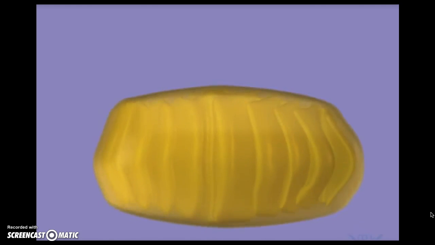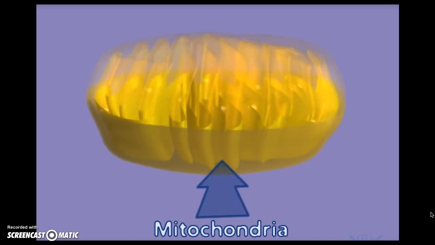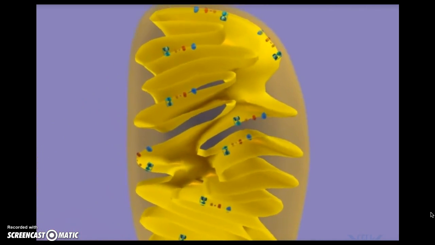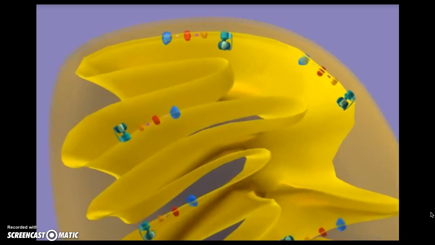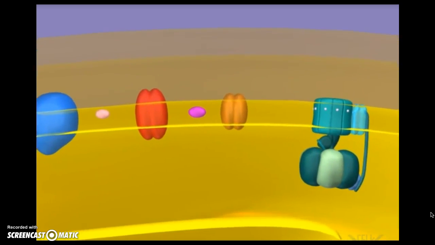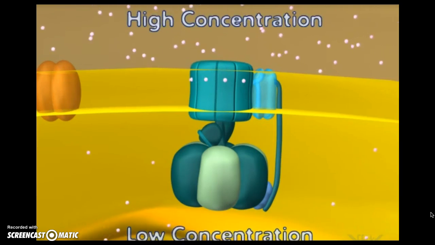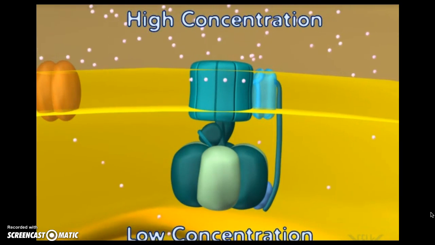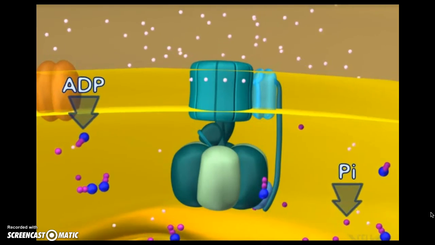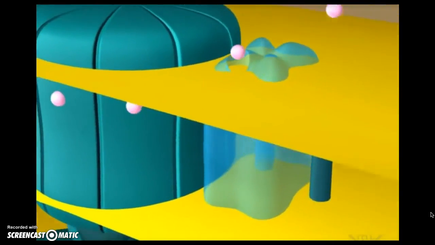Gradients and the potential energy they create are key aspects of the biological world. A good example of the use of a gradient occurs in the mitochondria when ATP is synthesized. ATP is synthesized by ATP synthase, a large complex of membrane-bound protein. Here we see ATP synthase, along with other membrane-bound proteins. Notice the large difference in the number of hydrogen ions on the two sides of the membrane. This difference is a hydrogen ion, or proton, concentration gradient. The energy associated with this gradient is used to synthesize ATP from ADP and PI. This occurs at the ATP synthase complex.